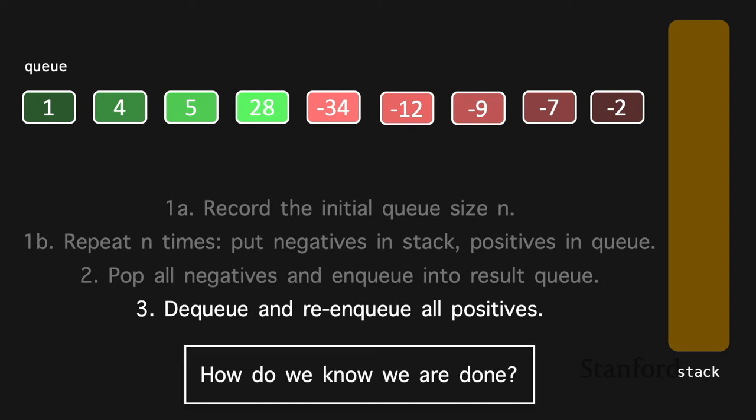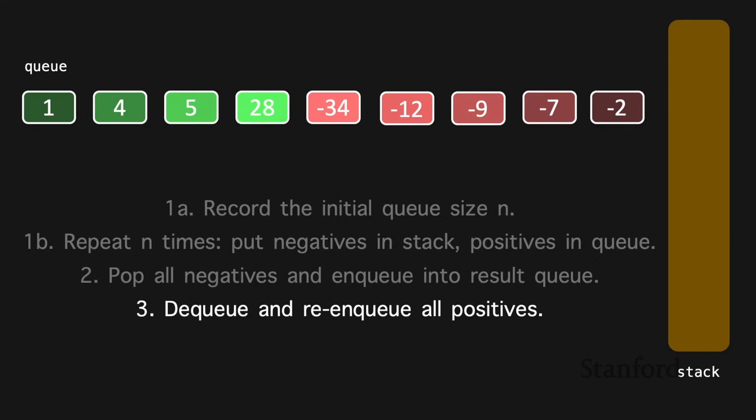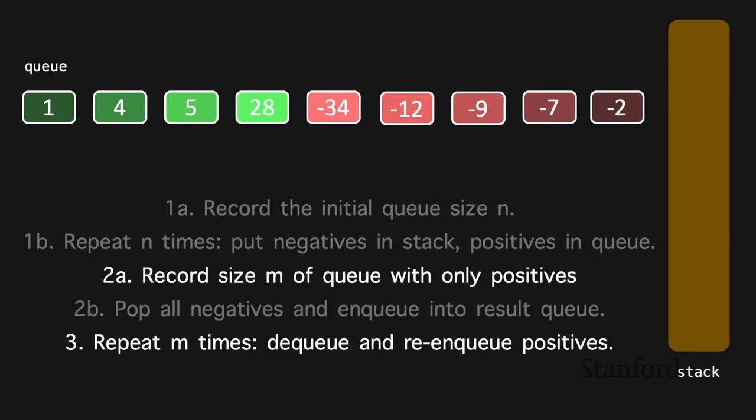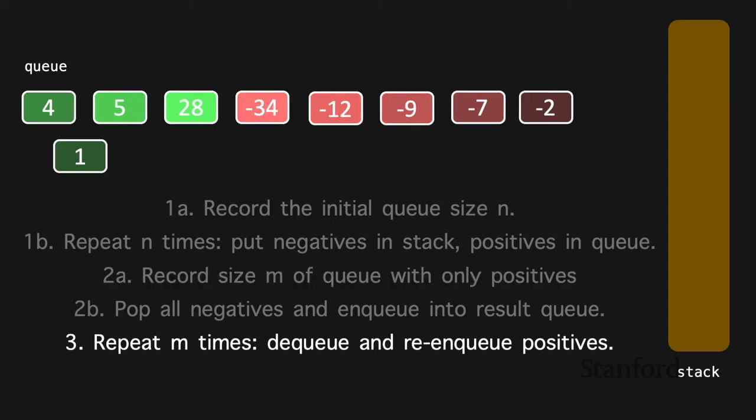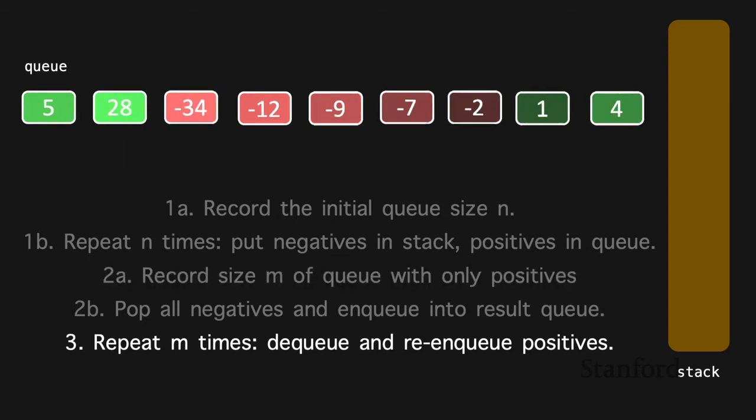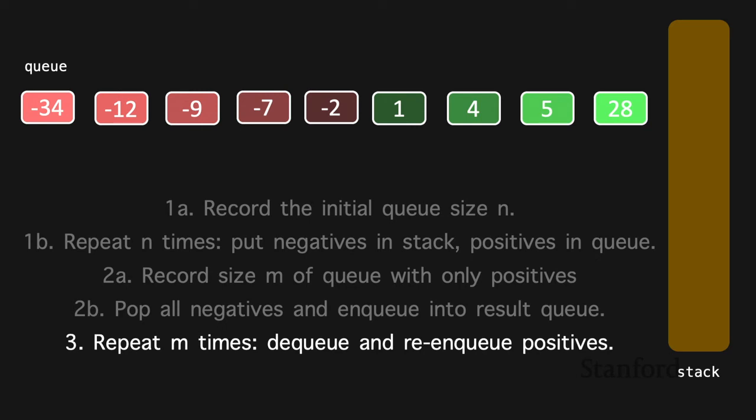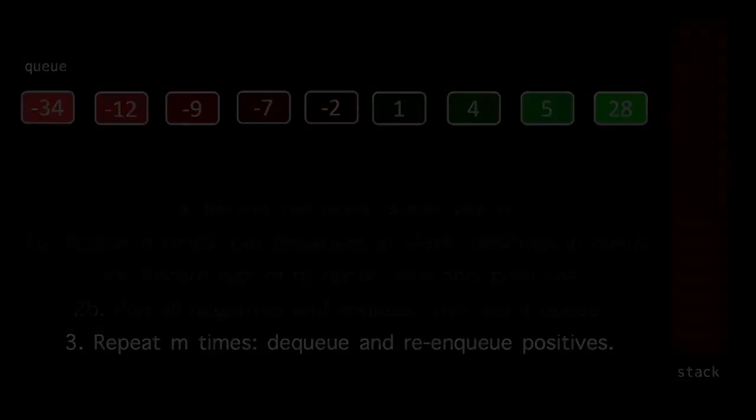So here we can just count the number of positives. We can do that by, before popping, saving some size m, which is the size of the queue with only the positives. Then we know to repeat this four times, to dequeue and enqueue four times. Does that make sense? Okay, let's try coding this up. Should be pretty fast.